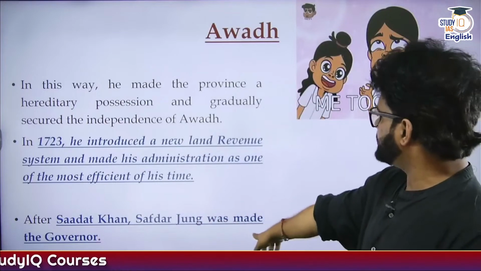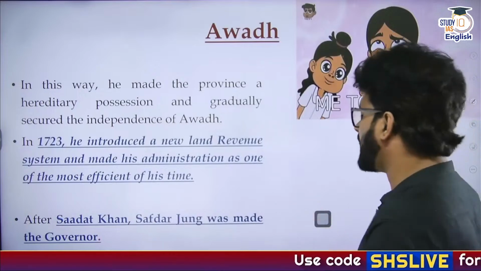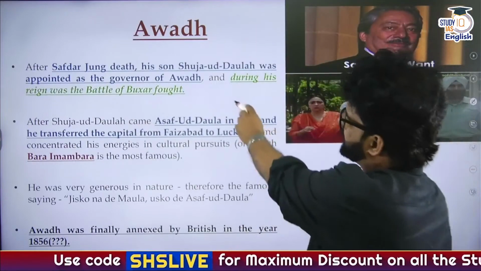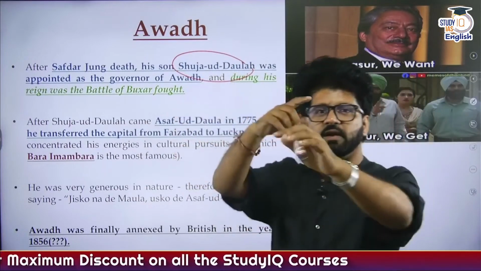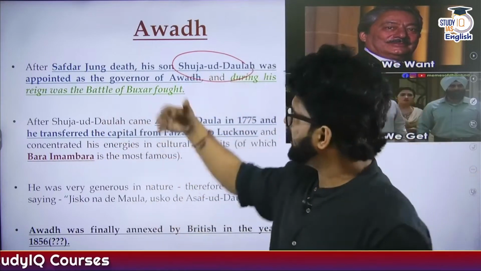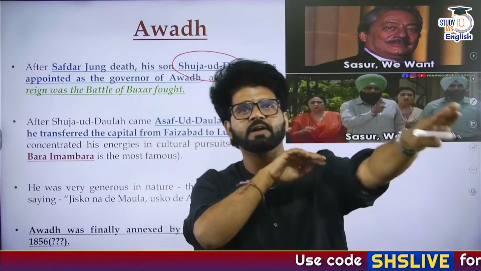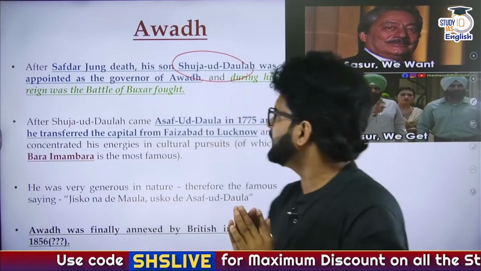After Saadat Khan, Safdar was made the governor. Saadat Khan was the uncle as well as father-in-law of Safdar. After Safdar came Shuja-ud-Daula, and this is the guy who will be involved in the Battle of Buxar. And that's why we went like this. When the Awadh story entered into the Bengal story, we went to Awadh and we are reading about Awadh. And when we went into the Awadh story, we have to go back and read about later Mughals also, because things are connected that way.